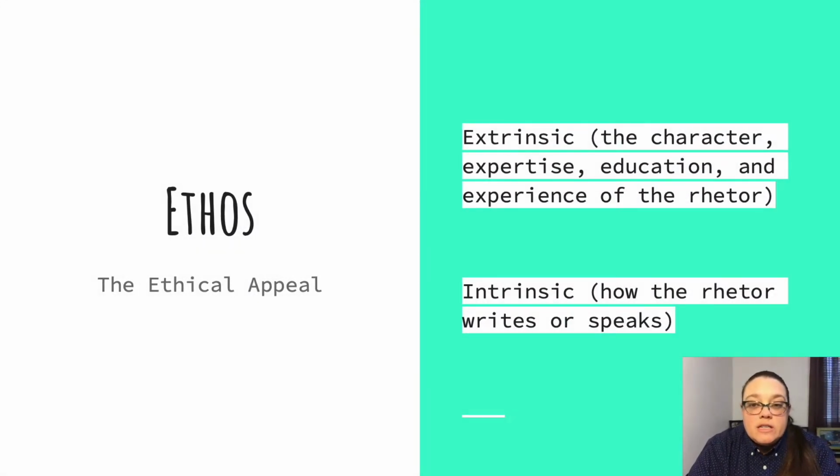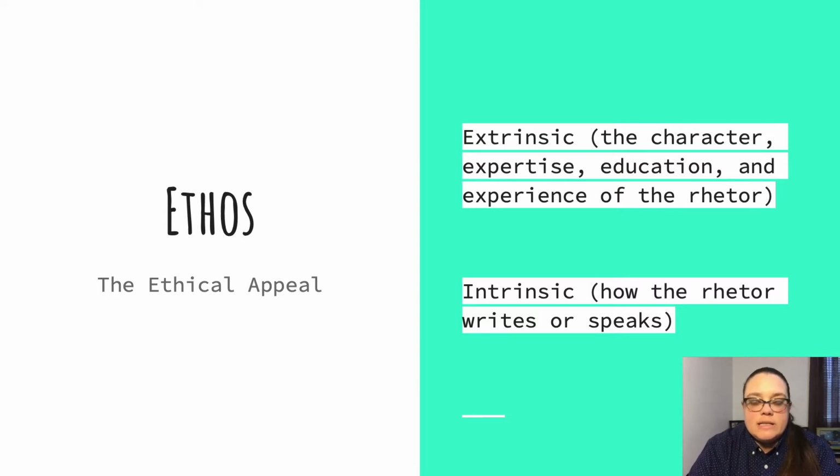Note that this is very different from our usual understanding of the word ethical. Ethos is used to describe the audience's perception of the rhetor's credibility or authority. The audience asks themselves, what does this person know about this topic? And why should I trust this person? There are two kinds of ethos. Extrinsic ethos, which refers to the character, expertise, education, and experience of the rhetor, and I'll get into that a little bit more deeply in a moment. And intrinsic, how the rhetor writes or speaks, so how they're presenting the information.